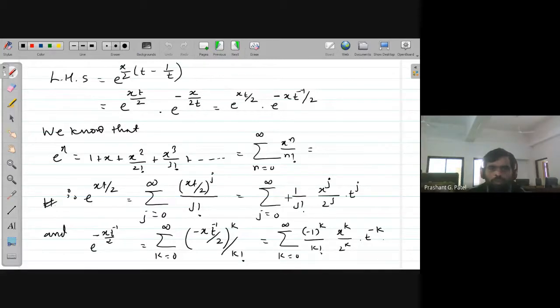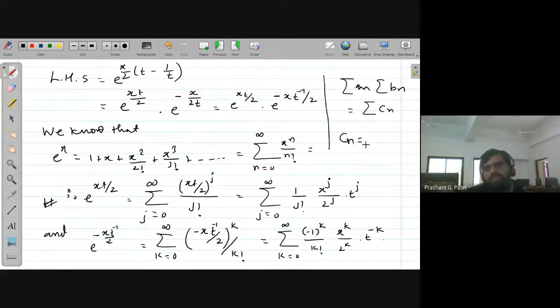So when you do the product of these two terms, see here actually what we have used is this: summation of an into summation of bn is summation of cn, where this cn is a0 bn plus a1 bn minus 1, and so on up to an b0. So this is what we have. This is known as a Cauchy product. So here, this is your an.